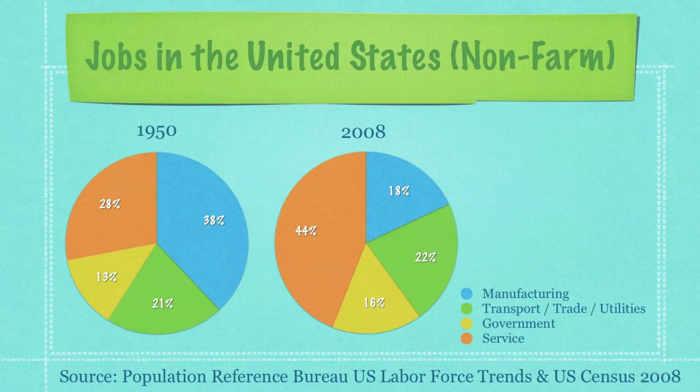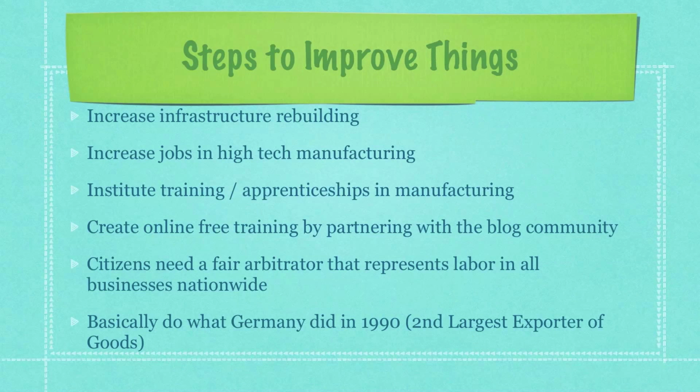Well, now we're in a situation where there is not a dramatic need for service jobs in the United States because people don't have any money. What we need to do instead is increase jobs in manufacturing, just like they did after the Great Depression. And this is a basic outline of exactly what needs to be done, based off of what other nations have done recently in history to improve their economies, as well as what was done after the Great Depression. We need to increase infrastructure rebuilding, increase jobs in high-tech manufacturing, institute training and apprenticeships in manufacturing, and create online free training by partnering with the blog community, for one thing.